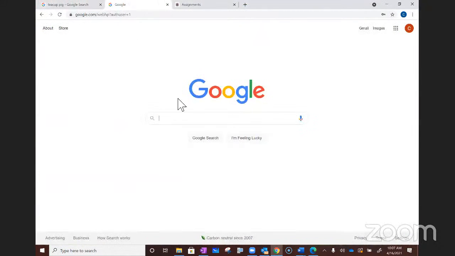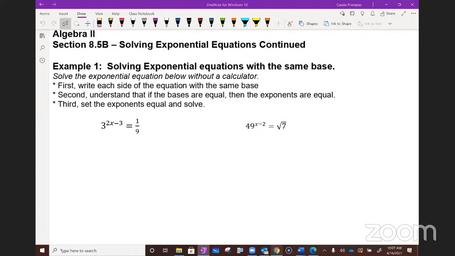Exponential equations, and really, I want to try to do this without my calculator.